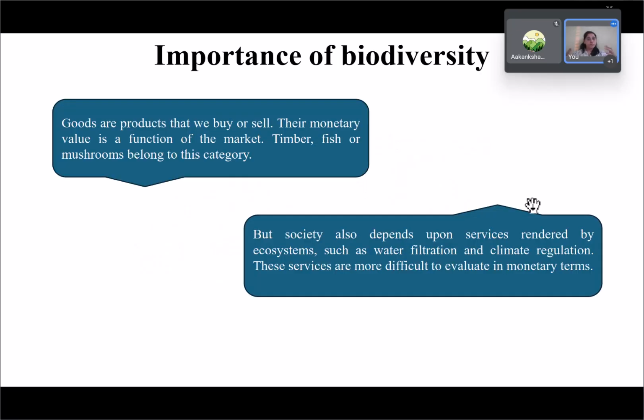So now, coming to biodiversity's importance, there are goods that are products that we buy and sell, right? So there is a monetary function, but it's a monetary value in the function, right? You have timber, you have fish, you have mushroom, or food. We'll see all these different categories. But it's not just money. It's also important because of the ecosystem functions that we have been discussing so far: water filtration, climate regulation. So these services are also evaluated, maybe not in monetary terms, but we will see how.